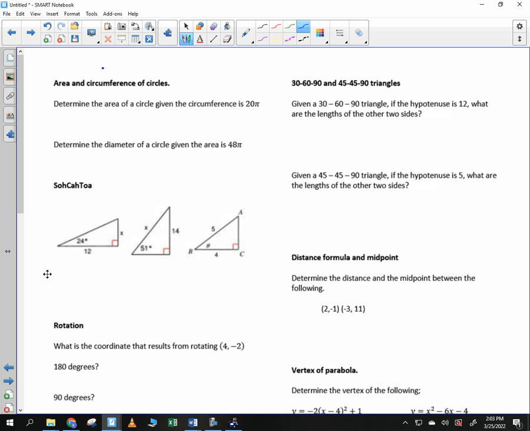Area and circumference of circles. What's the formula for area? Pi r squared. What's the formula for circumference? Very good. The way Avery remembers that is she knows that in 360 degrees, how many radians do you have in 360? 2 pi. Look, 2 pi radians all the way around the circle. Good job.